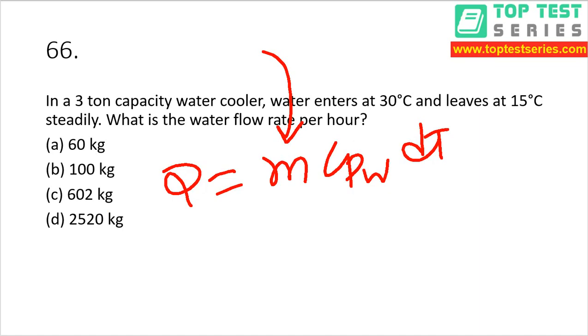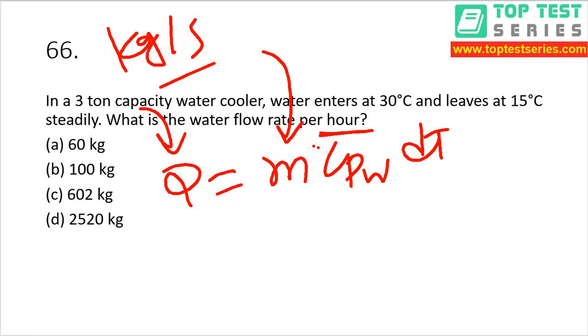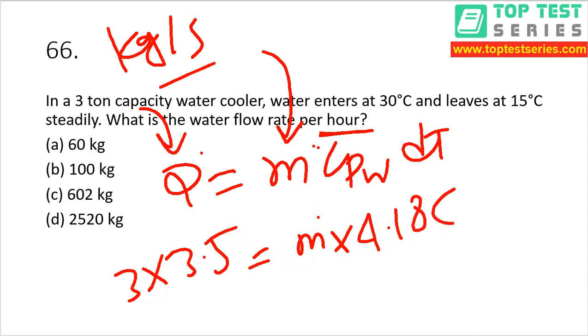Okay, so my dear, here you have been given 3 ton. Always remember it is asking per hour, not per second, right? So this will be m dot, meaning mass flow rate. Its unit would be kg per second, and later we have to convert this into kg per hour. I hope you're getting me. So Q, the rate of heat flow, is how much? 3 ton means 3 multiplied by 3.5, equals mass flow rate times Cpw 4.186 kilojoule per kg Kelvin, and dT, 30 minus 15 is 15, right?